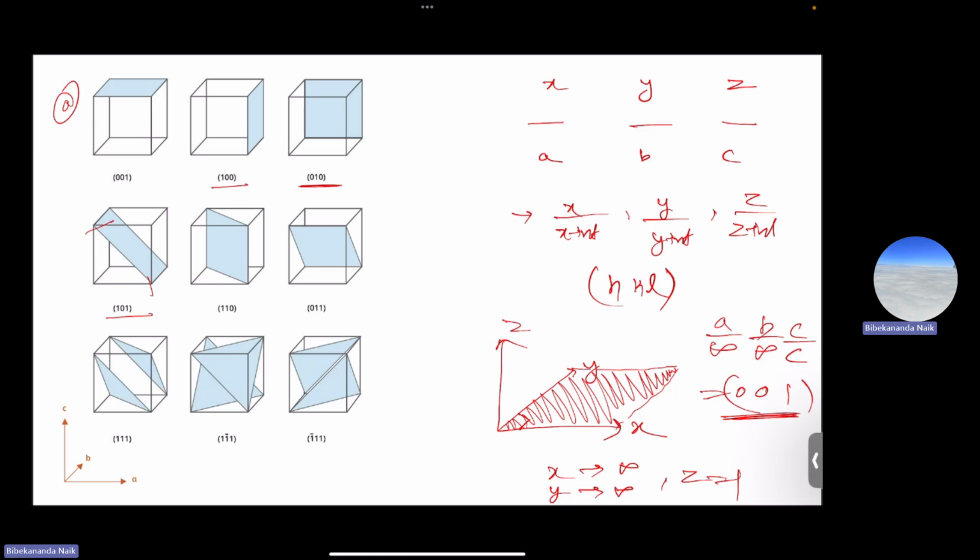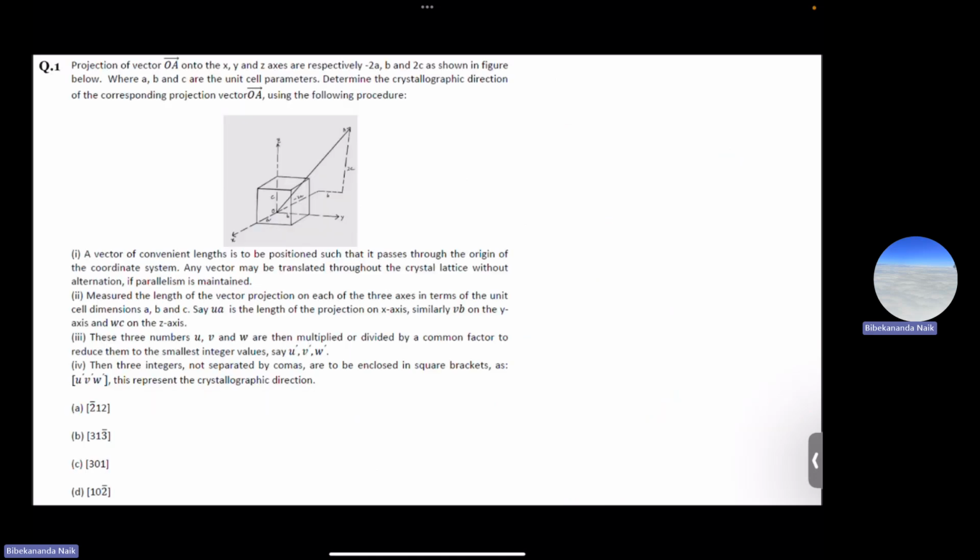And now let's solve a few problems which will be based on the course content of week 2 of the solid state physics course. Now question 1 says: the projection of a vector OA onto the x, y, and z axes are respectively 2a, b, and 2c as shown in the figure below, where a, b, and c are the unit cell parameters. Determine the crystallographic direction of the corresponding projection vector OA using the following procedure.